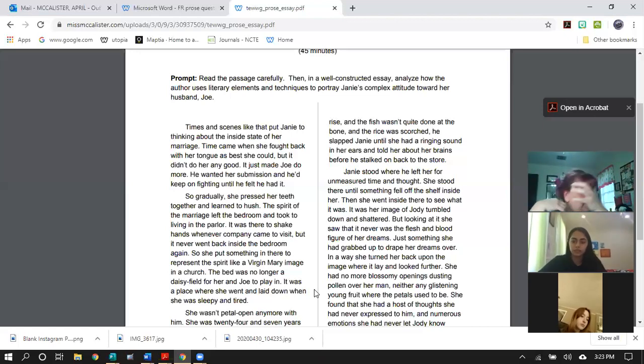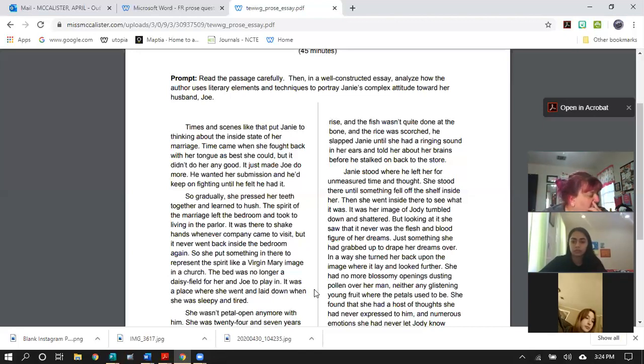She even calls the spirit of the marriage a person, almost in the same way that a person could leave a marriage. The spirit has left the marriage, the love and whatever. So you can talk about the personification. So now you've got imagery and you've got some personification, right?